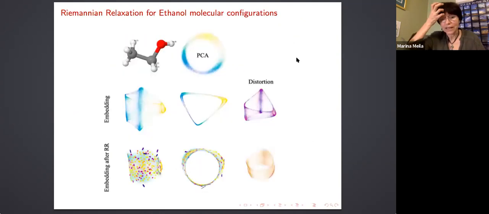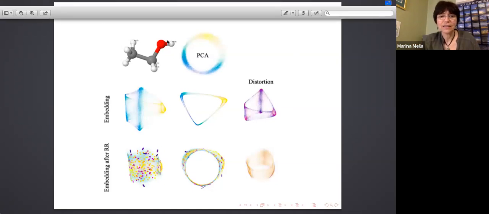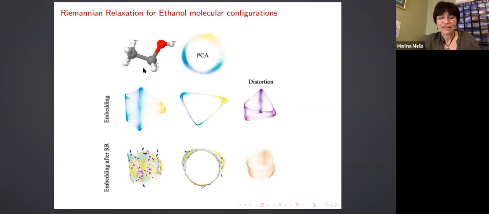And I have only this slide about it. This is the ethanol molecule in alcohol. This molecule is so small that even if we do principal components, we can see the shape of the torus.